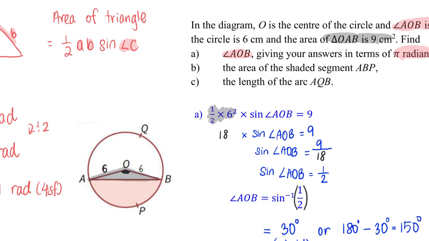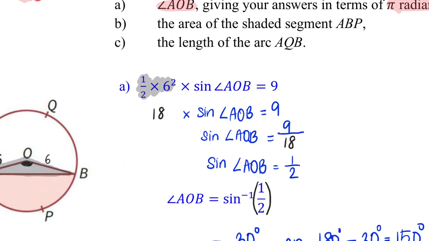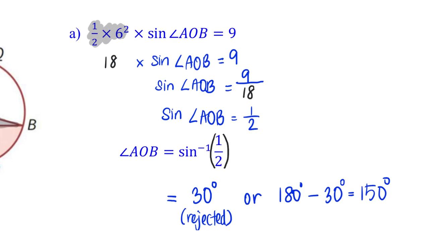They give me 9. Then let's zoom into the working. Half times 6 squared is my 18. So I still have 18 times sine of angle AOB equals to 9. And I divide 18 on both sides. So eventually I'll get sine AOB equals to half. So to find angle AOB, I will have to find the inverse sine of half. On your calculator now, you will get 30 degree.